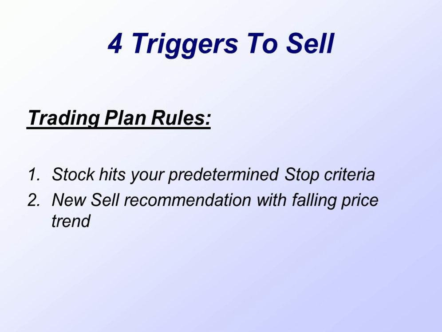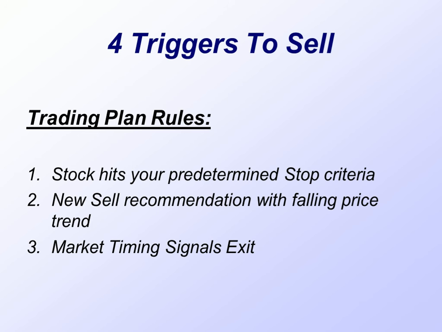Secondly, if you get a new sell recommendation with falling price trend. Remember, we talked about the sell recommendation can be used as gospel or guide. We used it as a warning flag to go back and look at price action in the previous example. In this trading plan, we're using it as gospel, where we're saying, you know what, if it gets to a sell recommendation, I'm out of the position. With the notable exceptions, of course, of bottom fishing.